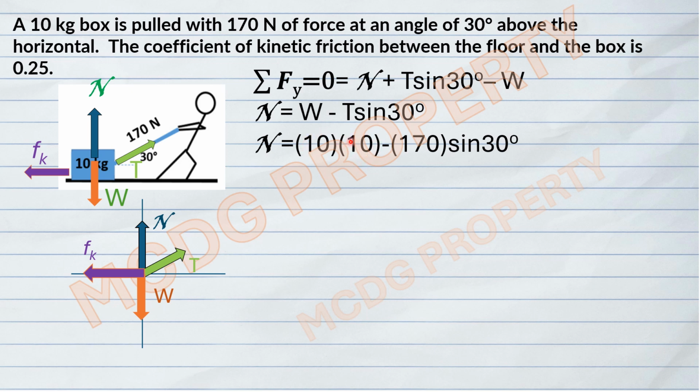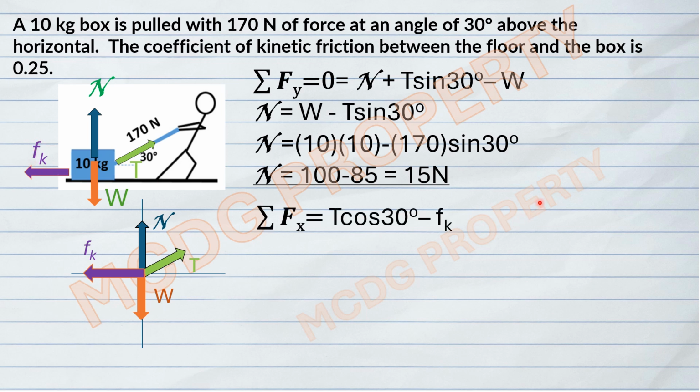So 10 times 10, this is the weight, minus T, which is 170 sine 30 degrees. This one represents the y component of the tension. Hence, we can solve for the normal force. So the normal force acting on the box is 15 newtons. Now we need the normal force because we need it to calculate the force of kinetic friction.